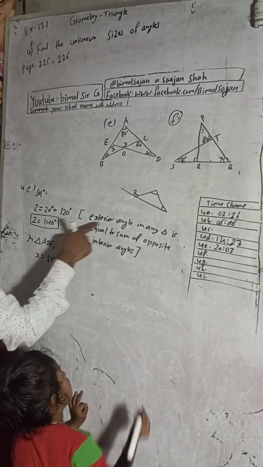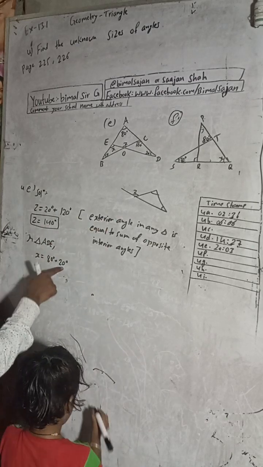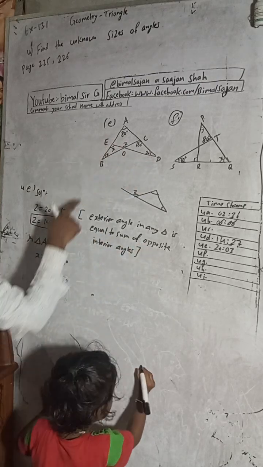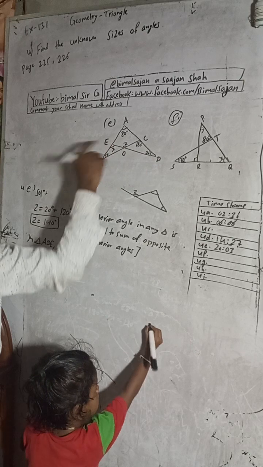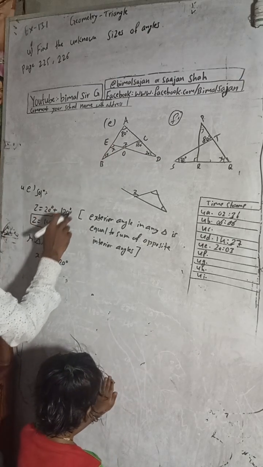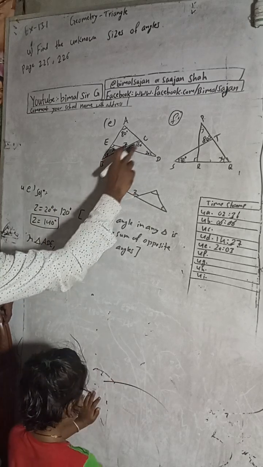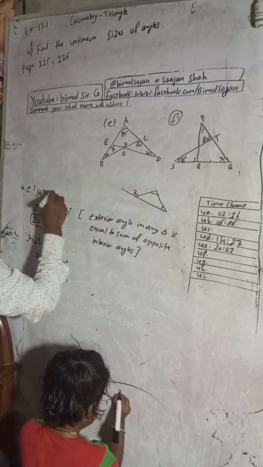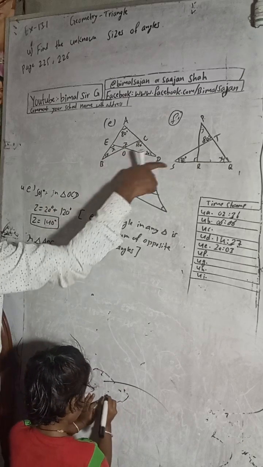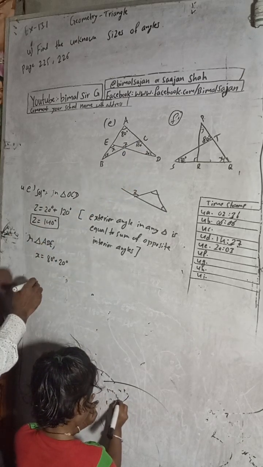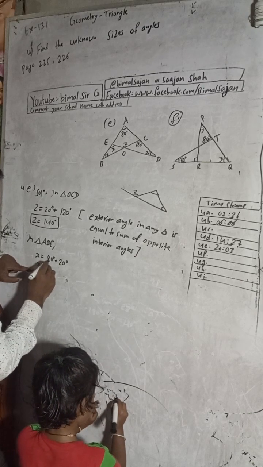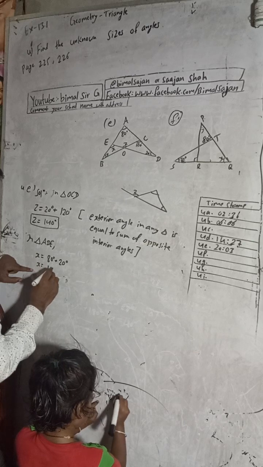So the reason is same, exterior angle. This is exterior angle and this 80 and 20 is what? Opposite interior angles in this triangle, triangle AD. And this is in which triangle? This is in triangle OCD, this is exterior angle. Now here, solve this part. X is equal to 80 plus 20, 100 degree.